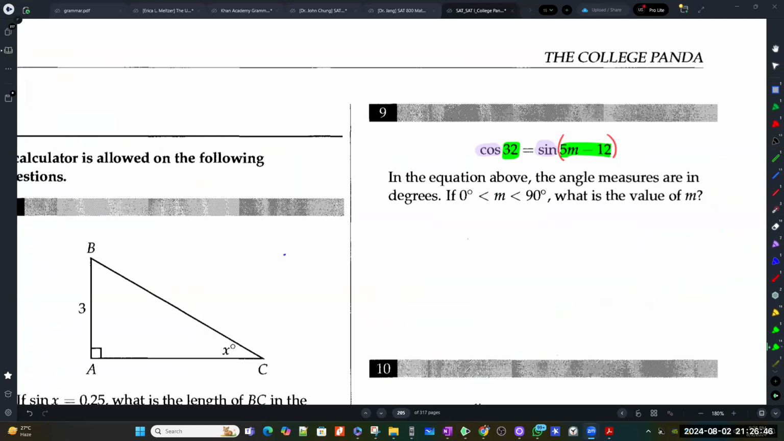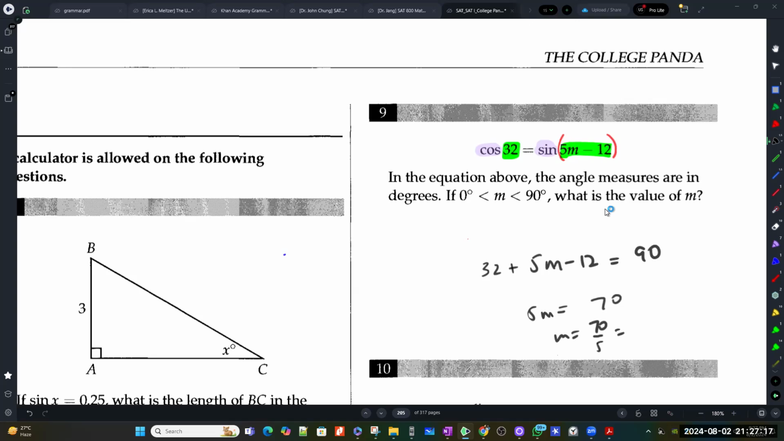Yes, all right. So it says is the answer to 9 2 or 9.2. So 32 plus 5m minus 12 equals 90. 32 minus 12 is 20. 20 goes over, 70. 5m equals 70. m equals 70 over 5.